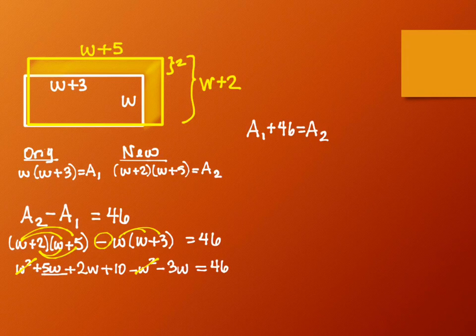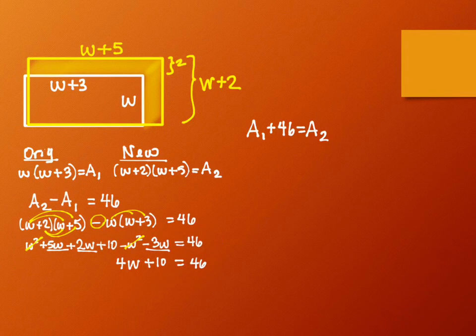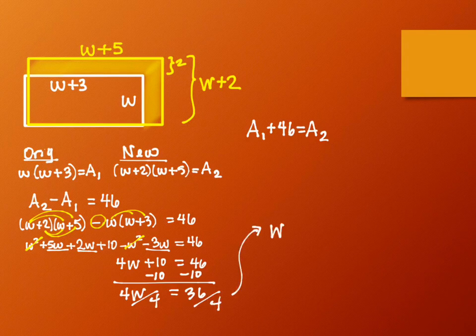5 plus 2, awesome. So 5 plus 2 is 7, minus 3 is 4, so that's 4W, and I have a 10. And this equals 46. So now what? Okay, subtract 10. Yep, so we'll subtract 10. All right, so what is 46 minus 10? 36. And if I divide by 4, what does that give me? W equals 9.